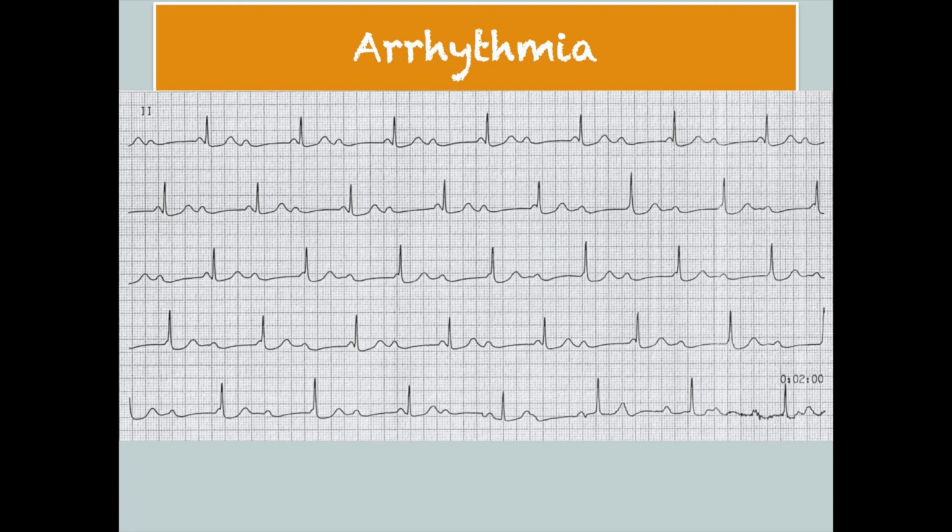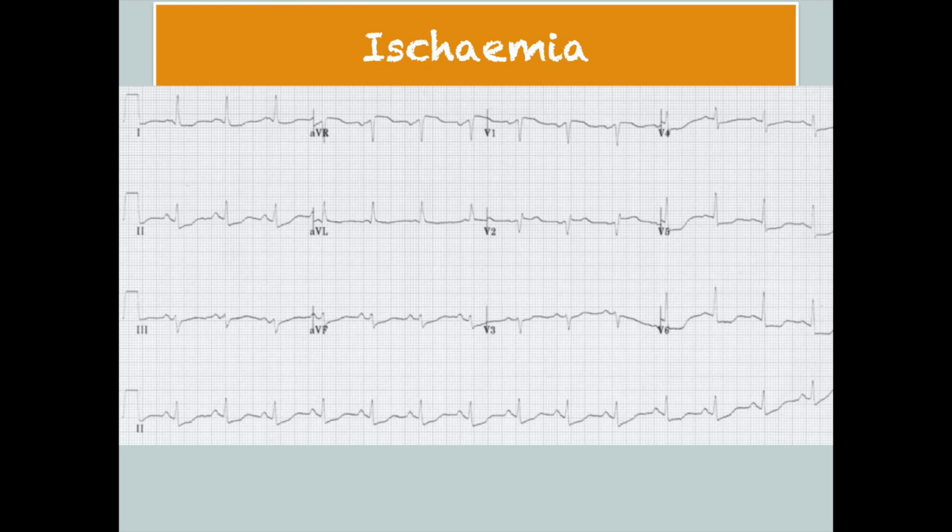This ECG shows complete heart block, as there is no association between the P waves and the QRS complexes. This patient needs an urgent pacemaker, so it is an important diagnosis and easy to make if you look carefully at the ECG. Here you can see widespread ischemic changes.